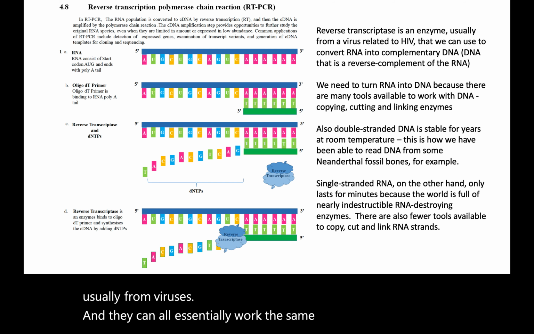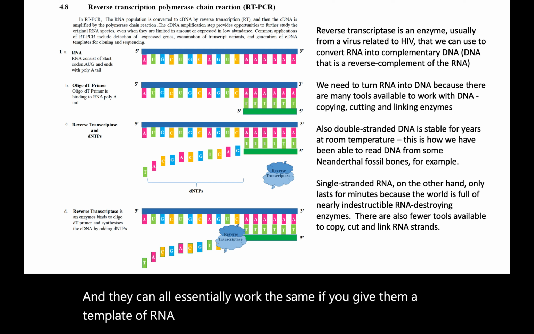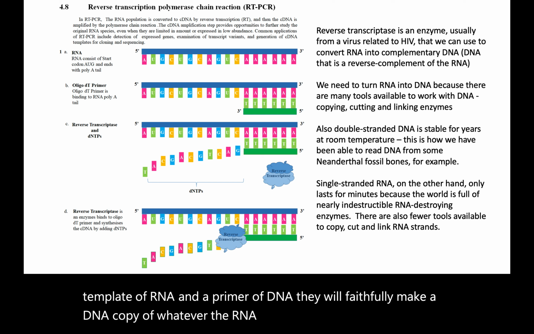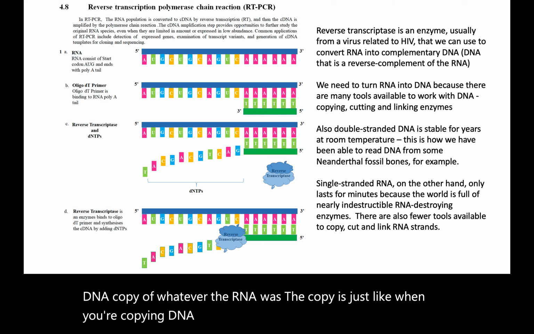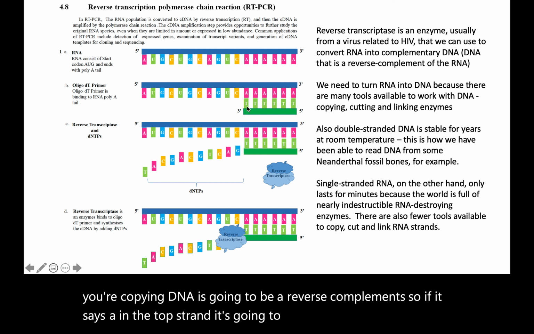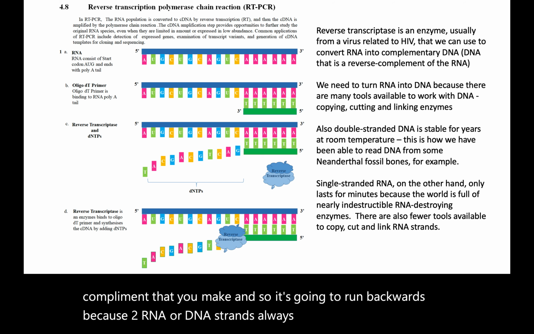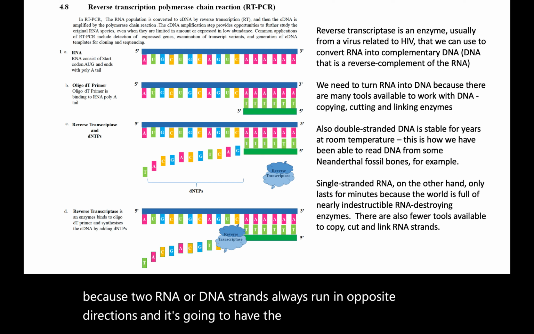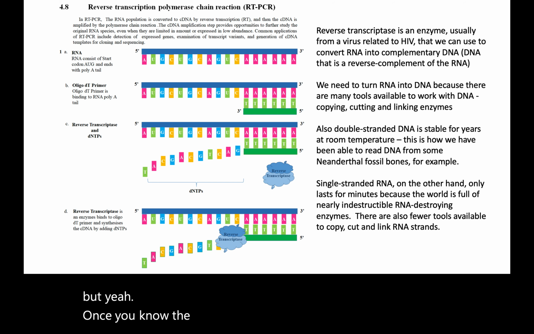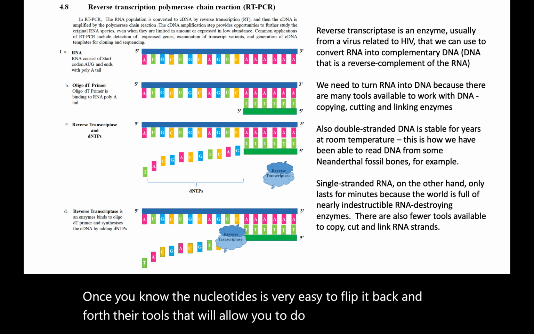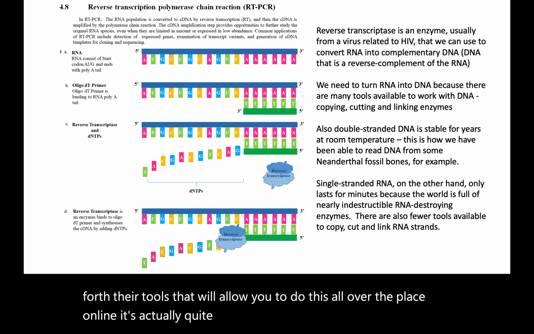If you give them a template of RNA and a primer of DNA, they will faithfully make a DNA copy of whatever the RNA was. The copy is, just like when you're copying DNA, going to be a reverse complement. So if it says A in the top strand, it's going to say T in the reverse complement that you make. And it's going to run backwards, because two RNA or DNA strands always run in opposite directions, and it's going to have the opposite nucleotides there. But once you know the nucleotides, it's very easy to flip it back and forth. There are tools that will allow you to do this all over the place online. It's actually quite simple and a little bit of fun.